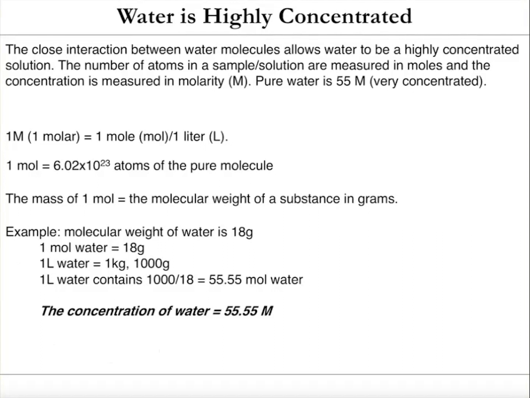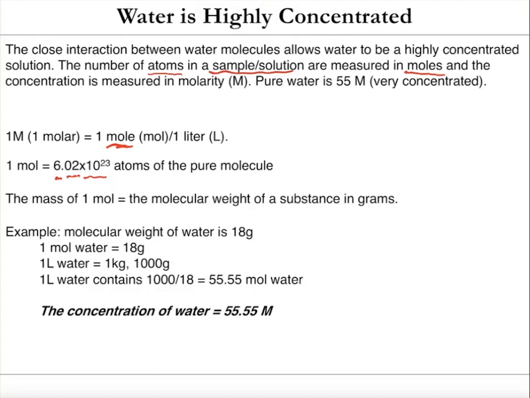So the number of atoms in a sample or a solution is measured in what's called moles. So 1 mole equals 6.02 times 10 to the 23 atoms. It's a ridiculously large amount of atoms in 1 mole. So that's 6 with 23 zeros after it. There's not even really a name. It's like a gajillion, basically. You just make up a name. But it's 6 times 10 to the 23 atoms of the pure molecule.